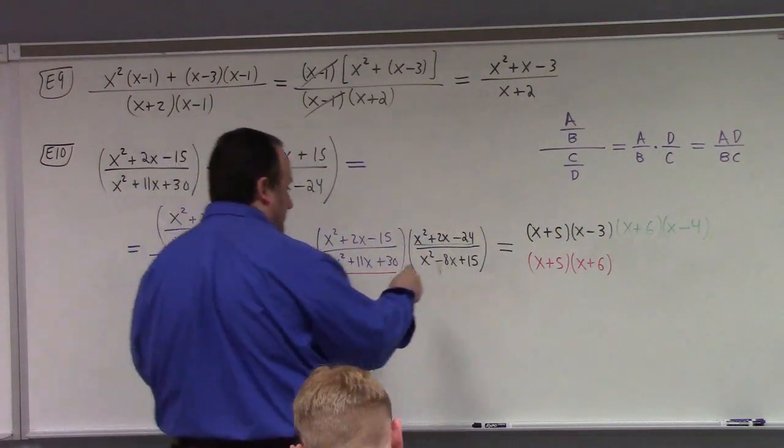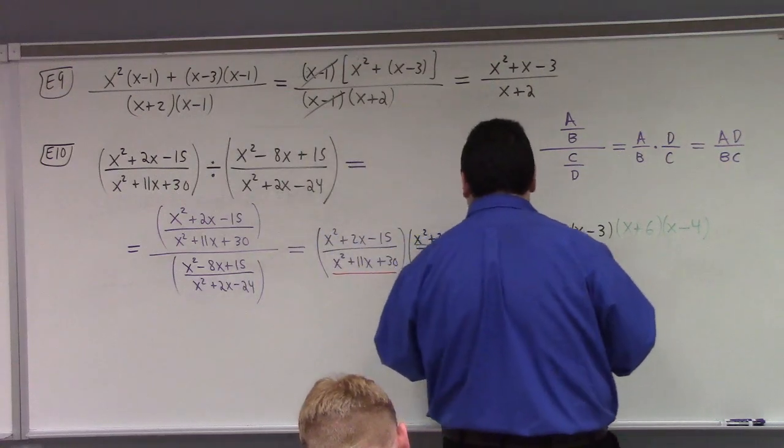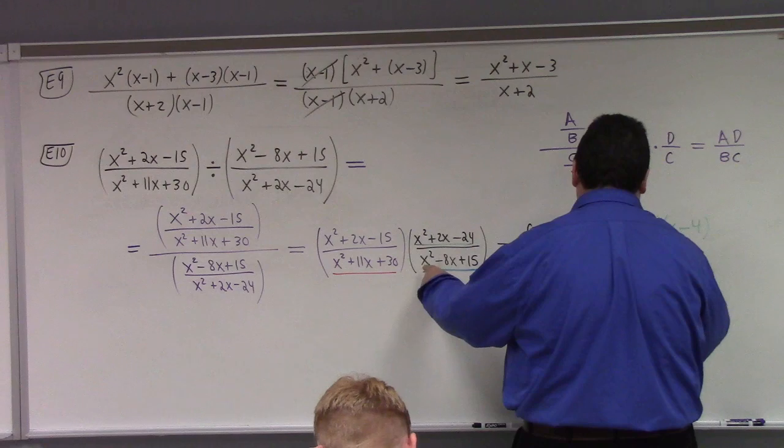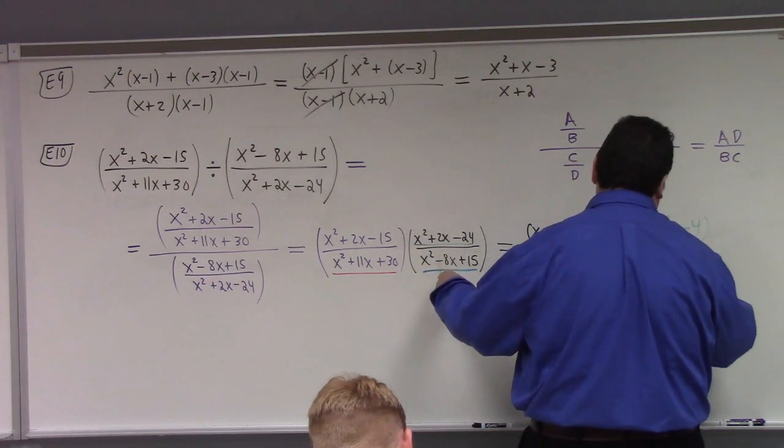All right, so this one here is x plus 5 times x plus 6. And x what? X minus 3, x minus 5.